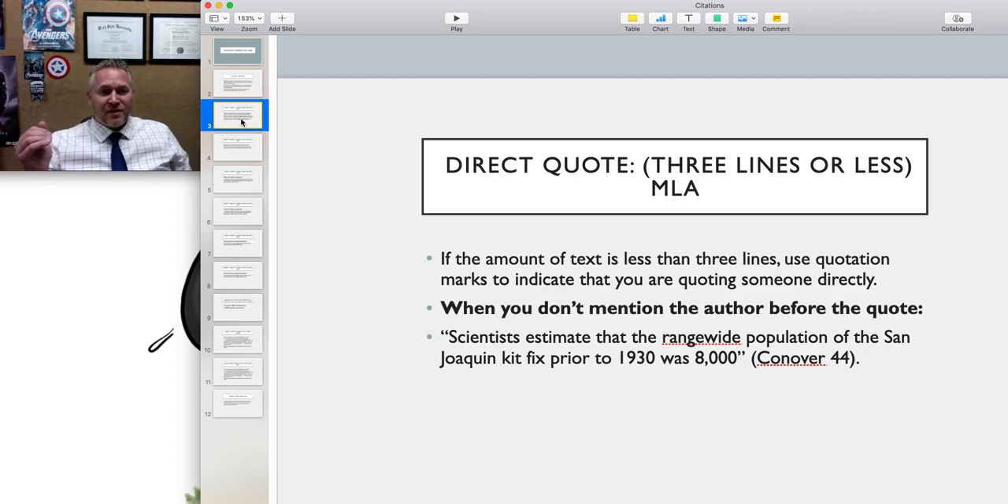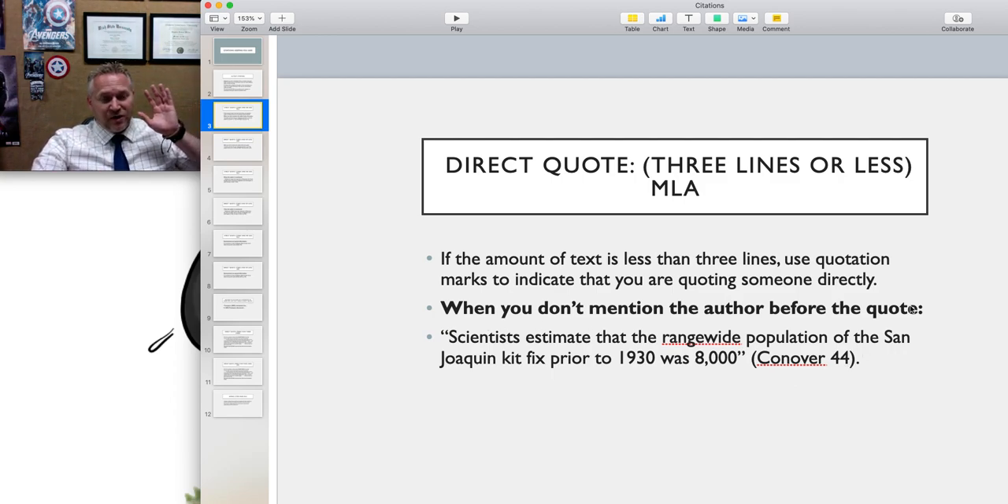And the rule of thumb is if the quote is 3 lines or less, then you put the quotation marks around it and you put it word for word. Okay? So let's take a look at this example. If the amount of text is less than 3 lines, use quotation marks to indicate that you are quoting someone directly. And this is when you don't mention the author before the quote.